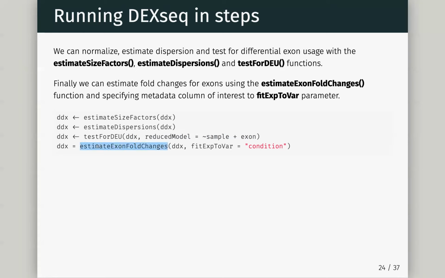And then we can estimate actual exon fold changes. So how much does each exon change between conditions by running this final line? Just tell it which condition to fit to. We only have one. So we'll do condition.